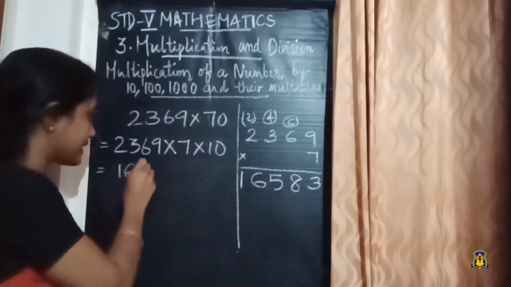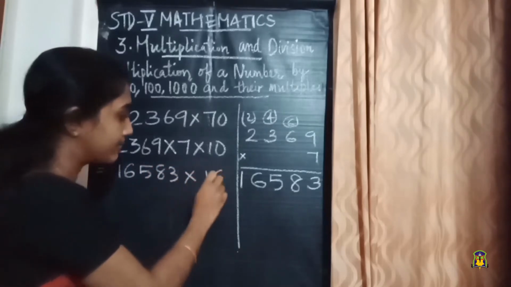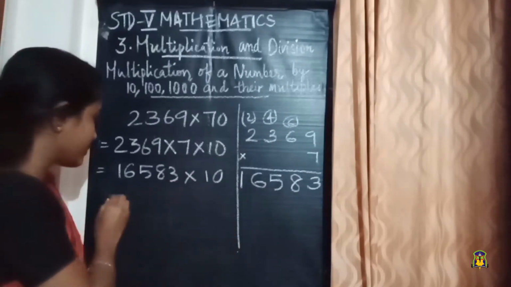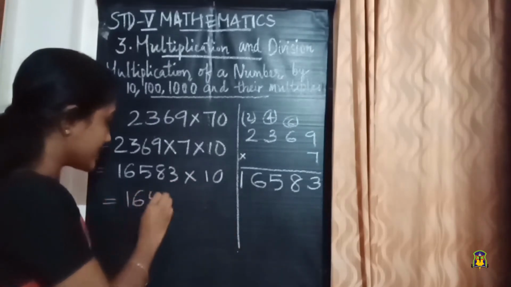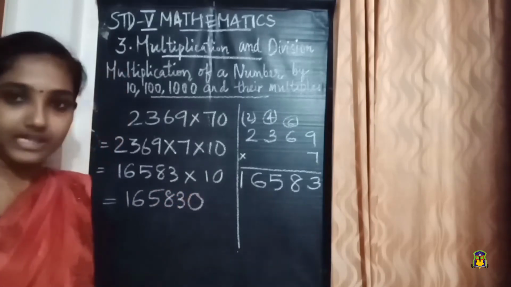So it is 16,583 and also we have to multiply it with 10. The 10 is left here. So to multiply with 10, what we have to do? We have to just add 0 to the right hand of the answer.